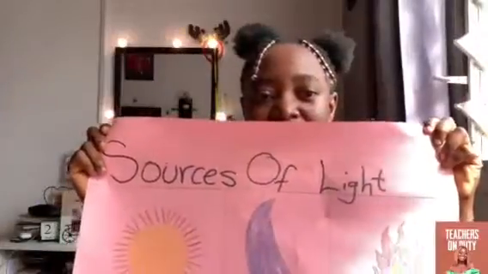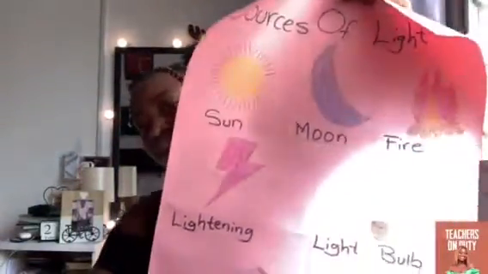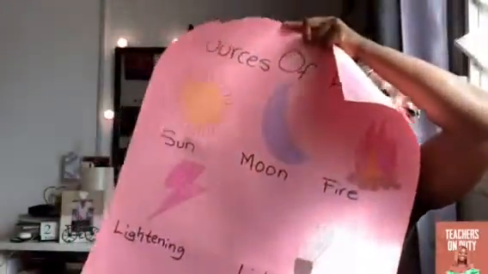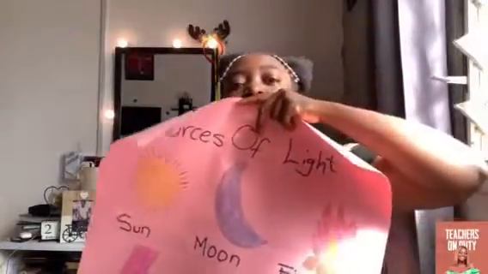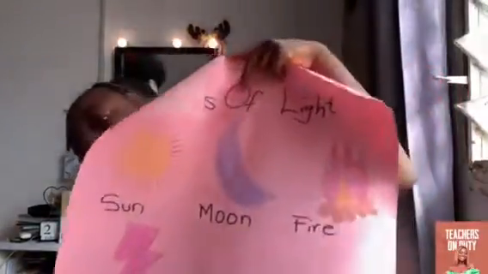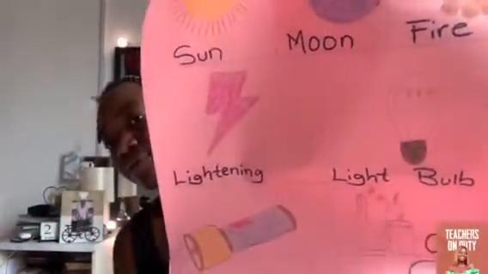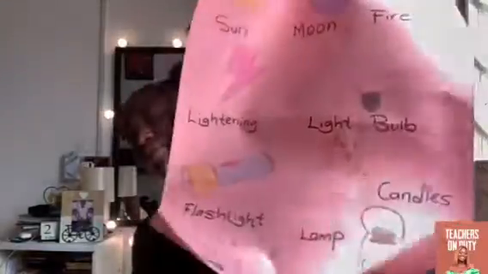Okay, the next one, sources of light. That's the topic. And then we have some sources of light. We have the sun. Yeah, we have the sun. We have the moon, and then it goes on and on like that. Sources of light.